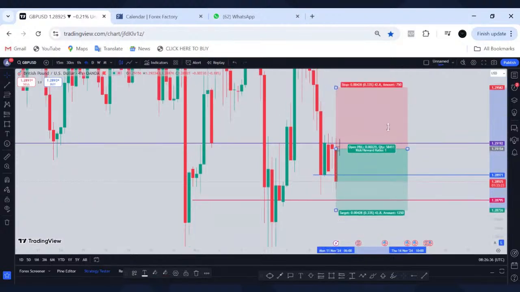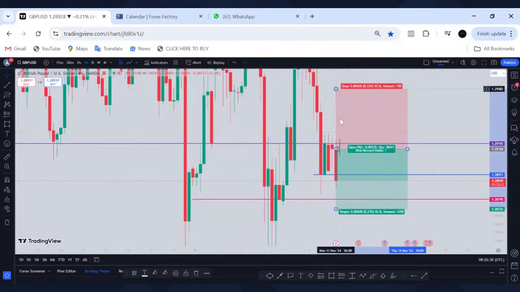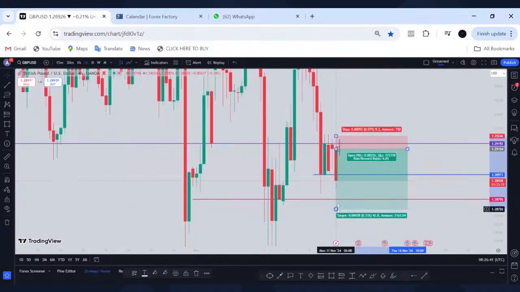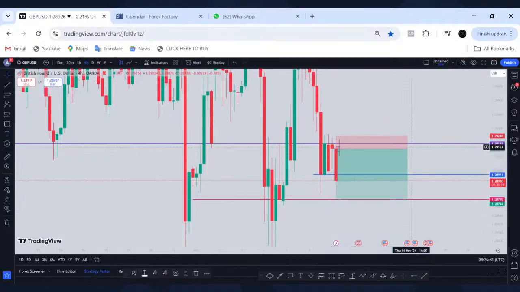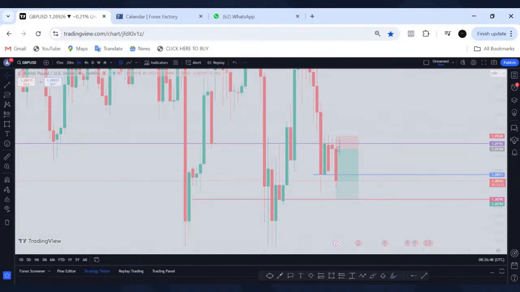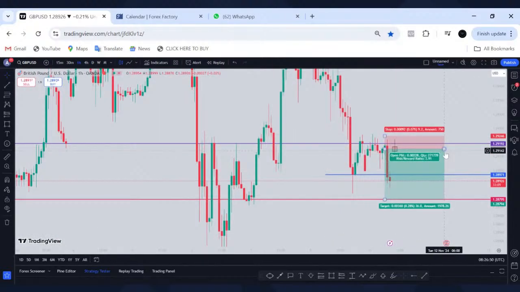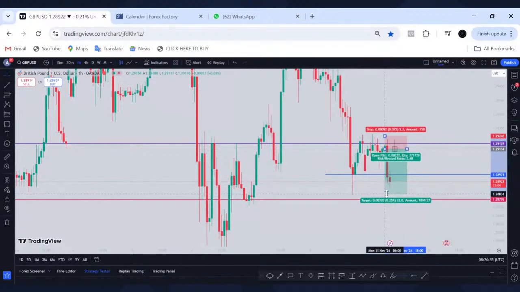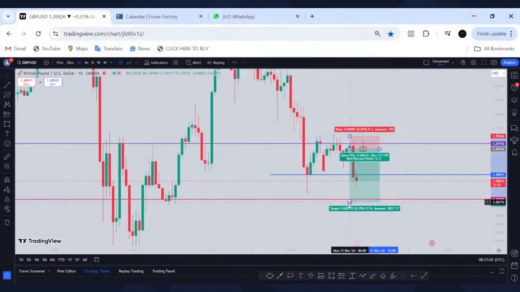The target without. So it's close to 1 to 4, which is a good risk to reward. Price has currently moved close to 1 to 3 now.